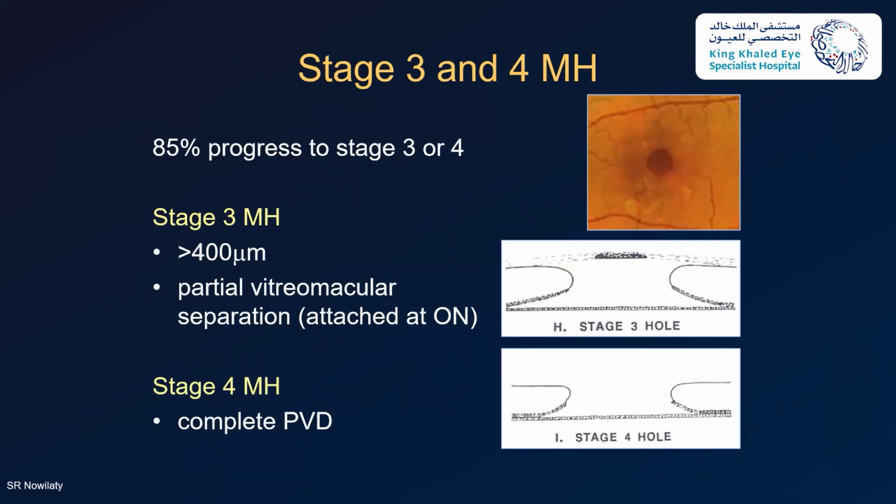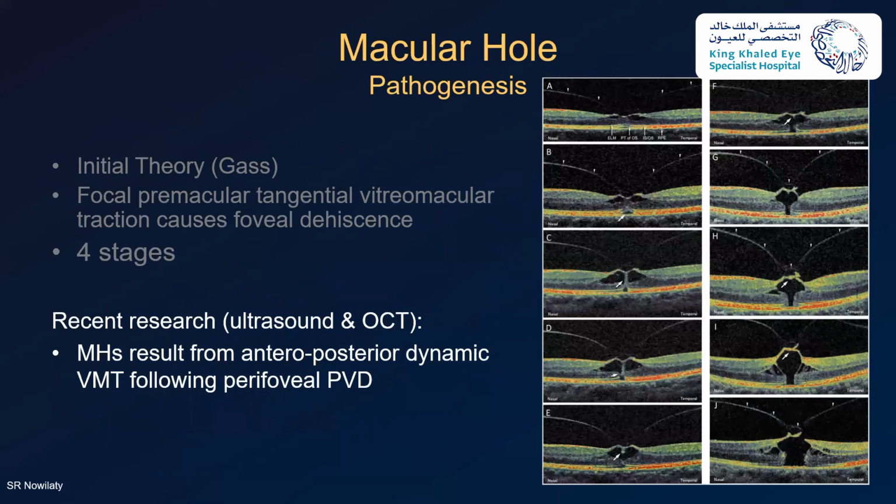Now, the difference between stage 3 and stage 4 is that in stage 3 you have an operculum and the vitreous is still attached to the back surface of the retina, and in stage 4 the vitreous has completely pulled off the fovea, the macula, and even the optic nerve. You have a complete PVD, and that's stage 4. So these holes, of course, you can see them. Stage 2 holes, if you're good, you can see them. It's less than 400 microns.